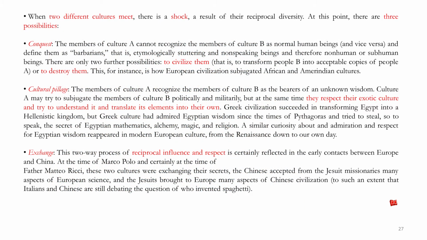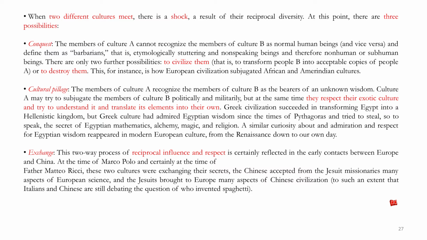He believes that one consequence of a meeting of cultures is conquest. So one civilization, culture A, cannot really recognize culture B as normal human beings. Rather, it calls them barbarians, or people that are not worthy of being fully human. So they decide to either colonize, to civilize them, or to fully destroy them. And this, historically, is the way Eco believes Europeans behaved with various African and South American or American cultures.